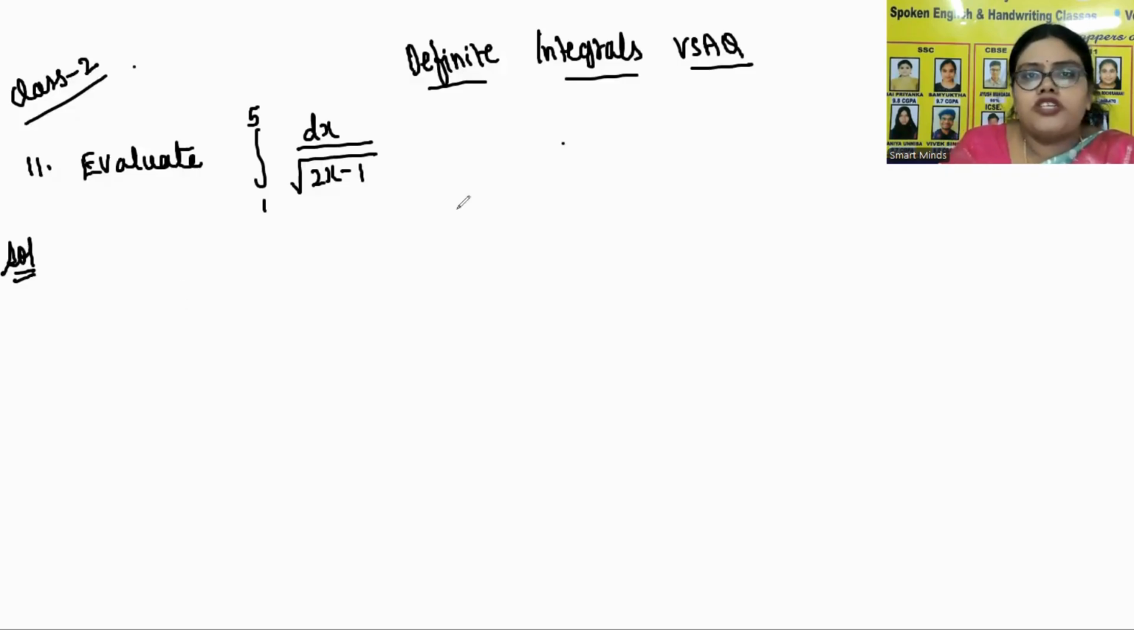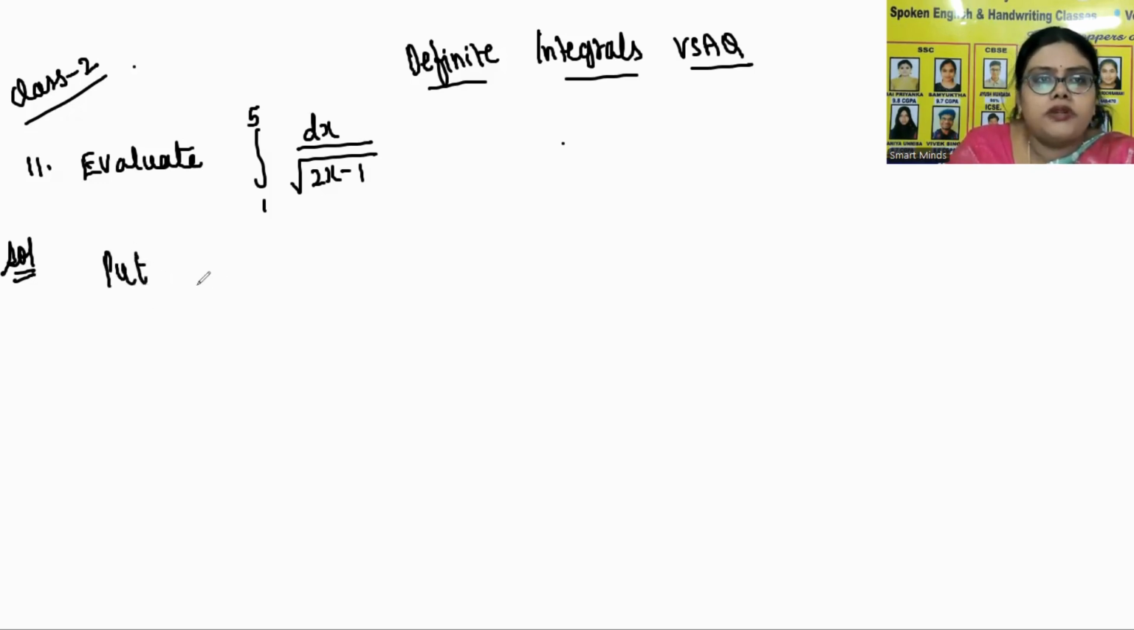Now take this question from definite integrals. This is the second class of definite integrals VSAQ. So we are on question number 11. Evaluate the integral from 1 to 5 of dx by root over 2x minus 1. So how do we proceed with this?